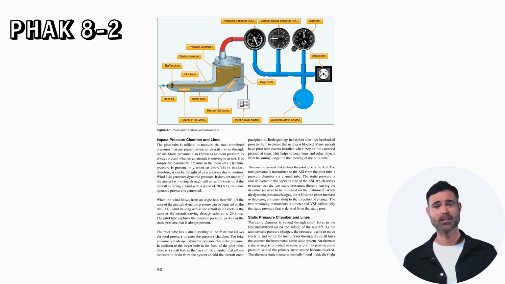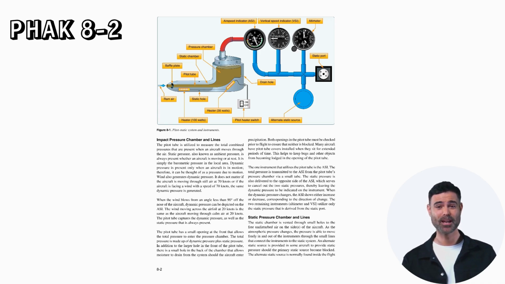It does not matter if the aircraft is moving through still air at 70 knots or if the aircraft is facing a wind with a speed of 70 knots, the same dynamic pressure is generated. When the wind blows from an angle less than 90 degrees off the nose of the aircraft, dynamic pressure can be depicted on the ASI. The wind moving across the airfoil at 20 knots is the same as the aircraft moving through calm air at 20 knots. The pitot tube captures the dynamic pressure as well as the static pressure that is always present.